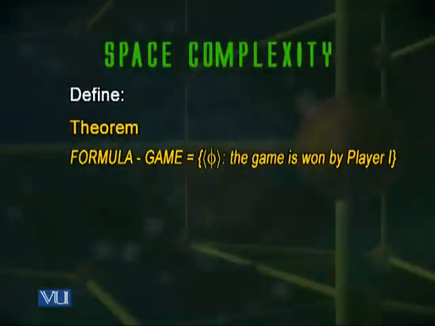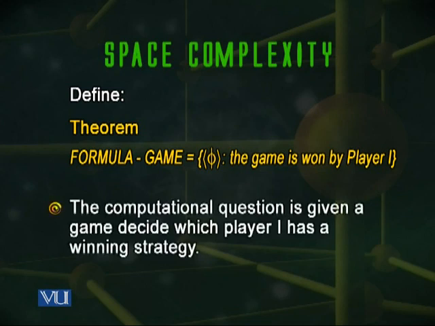Now we can simply define a language. This language is FORMULA-GAME, which is the collection of all games which are won by player 1. Therefore, the computational question that we are asking is, given a formula game, determine whether player 1 or player 2 will win it. Of course, here once again we're talking about perfect play, where both players play perfectly. The discussion so far tells us that player 1 will win the formula game if and only if phi happens to be true as a quantified Boolean formula. Therefore, the question of who wins the formula game is exactly a reformulation of the question of whether a quantified Boolean formula phi is true or not.